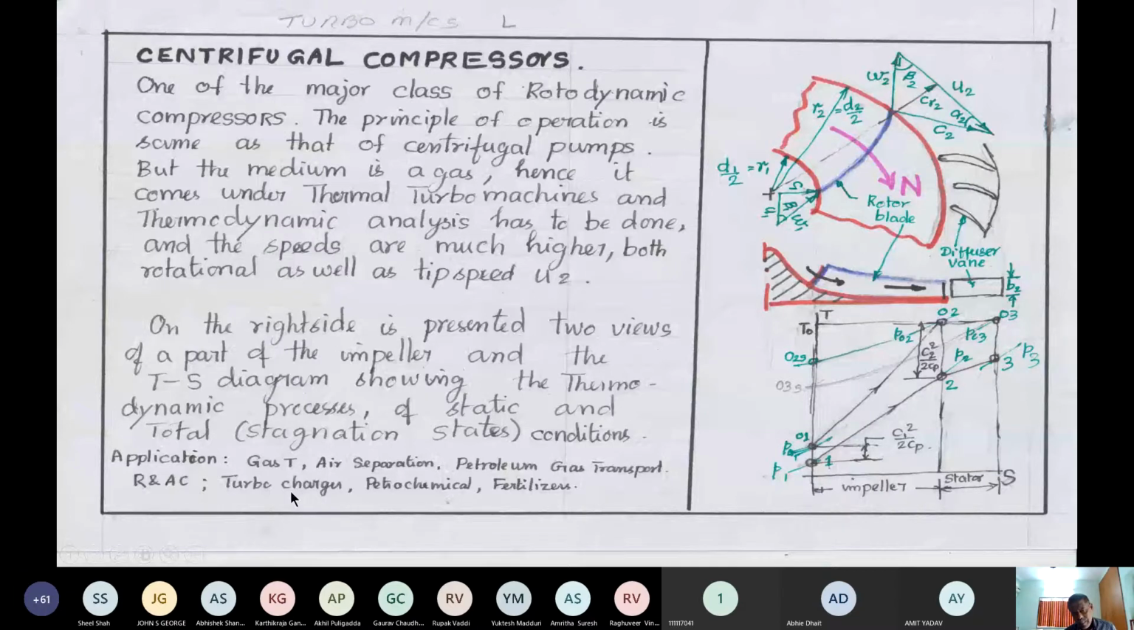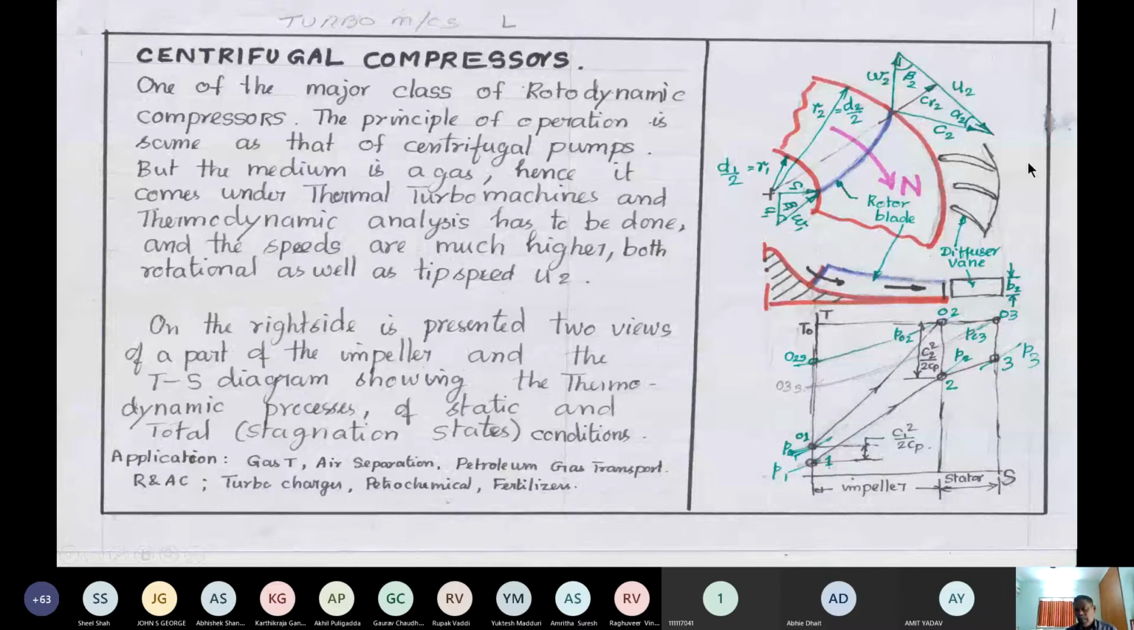Turbocharger also is quite popular these days because almost all the cars have turbochargers. In an IC engine, a petrol or a diesel engine, the air intake is called the induction. The induction could be natural or forced. When you have forced induction, you have either a turbocharger or a supercharger. A turbocharger is a compressor run by a turbine which is run by the exhaust gases of the IC engine. And petrochemical and fertilizer industries also use them.